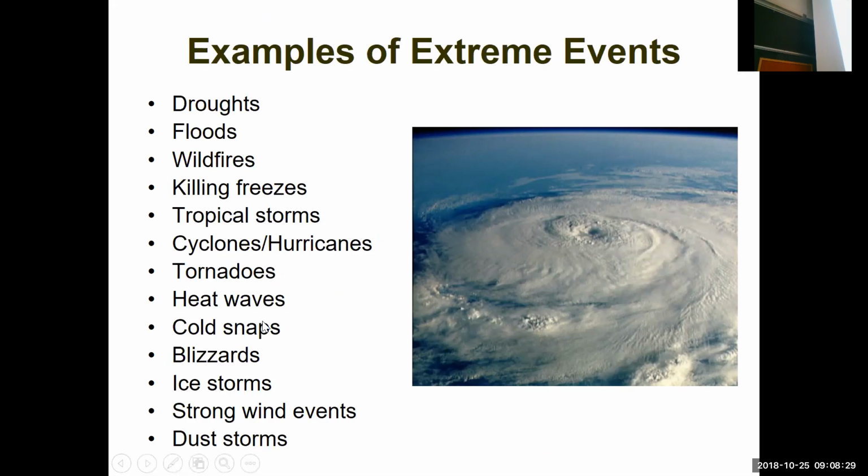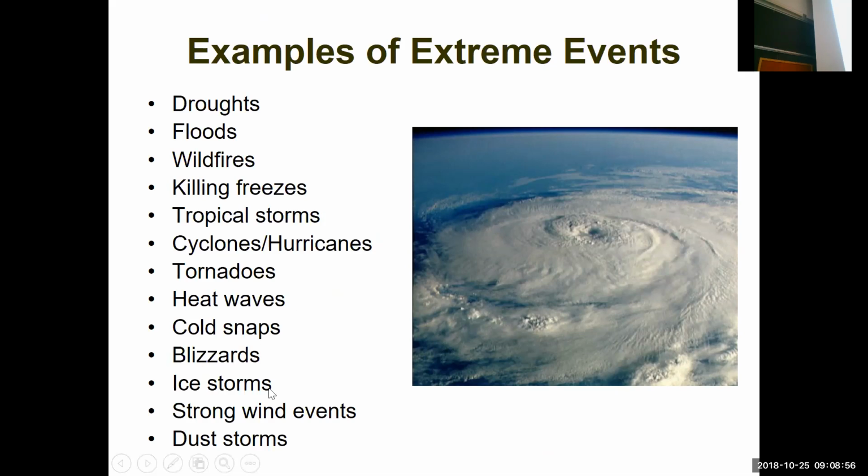Heat waves and cold snaps, as I just mentioned, with intensification of the jet stream turbulence, it is leading to greater heat waves and these incursions of cold air. I guess killing freezes and cold snaps are kind of the same one now, I just realized. Gonna have to kill one of those.